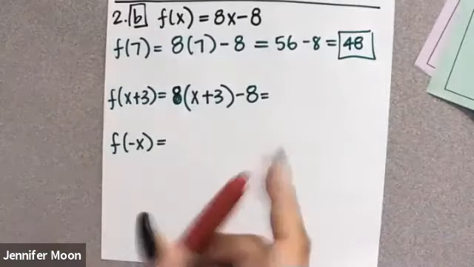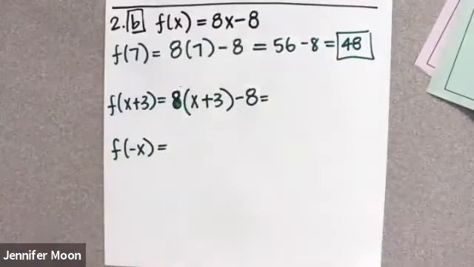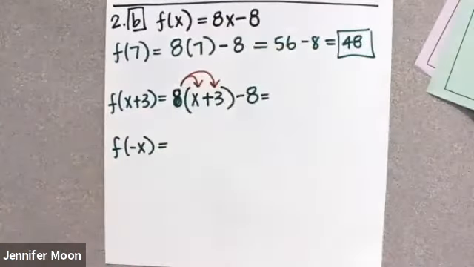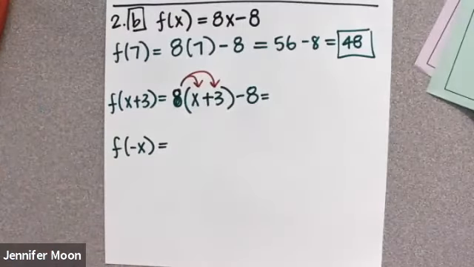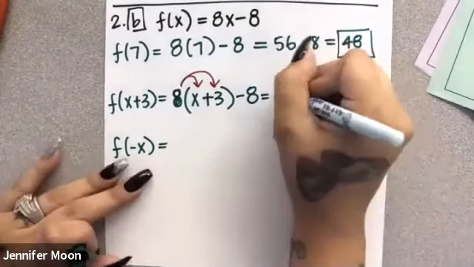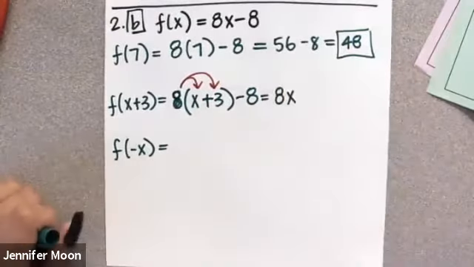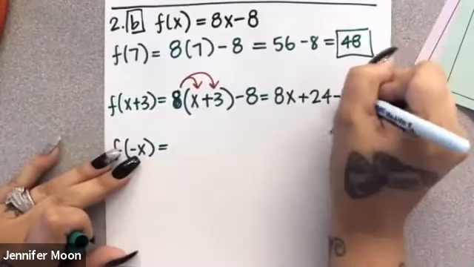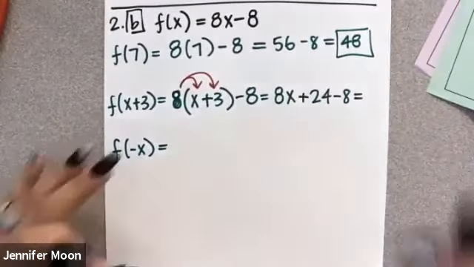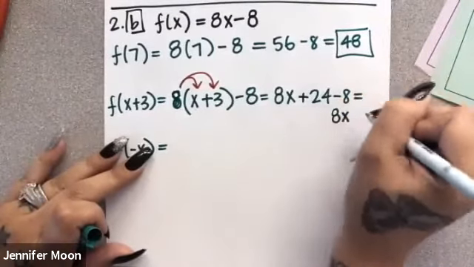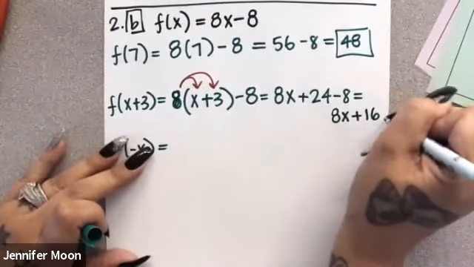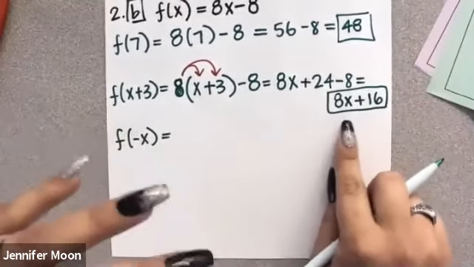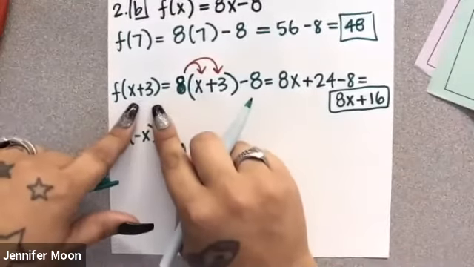So this is not considered correct or like done, you know, because I have this 8 touching that parenthesis, which implies multiplication. We need to actually do that multiplication. So 8 times x is 8x. 8 times 3 is 24. So positive 24 and then minus 8. So I get 8x plus 16. My answer is okay to have like a variable in this because what I plugged in had a variable in it. I wasn't going to get a numerical value.